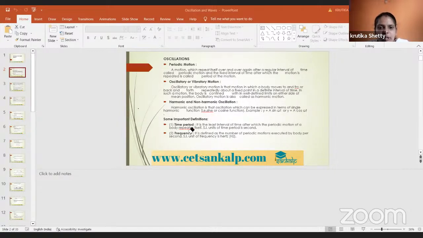So some of the important definitions are there. That is nothing but the time period here. What do you mean by time period? It is the least interval of time after which the periodic motion of a body repeats itself. That is called what? Time period. Here it is a fixed interval of time after which the motion is repeating.